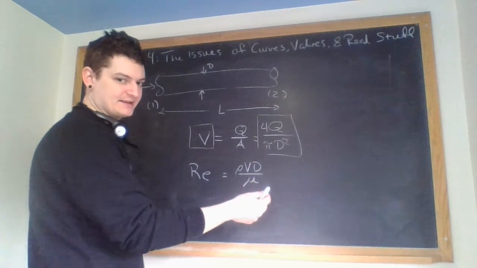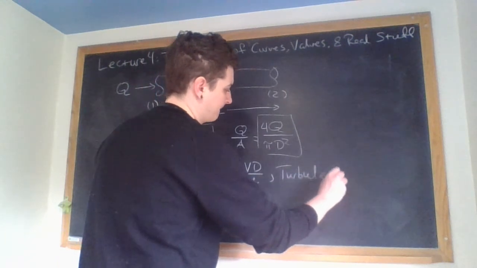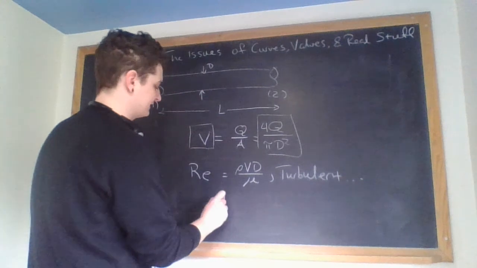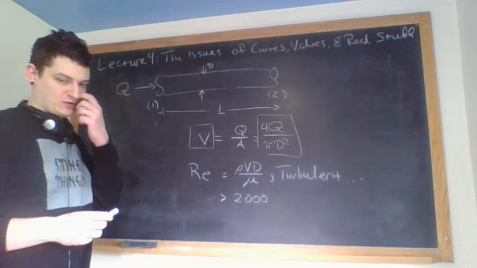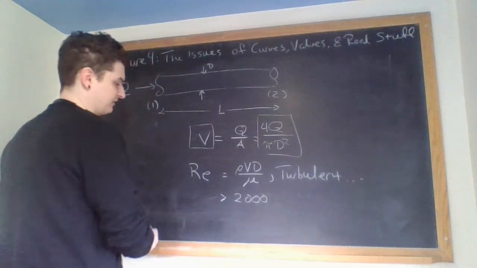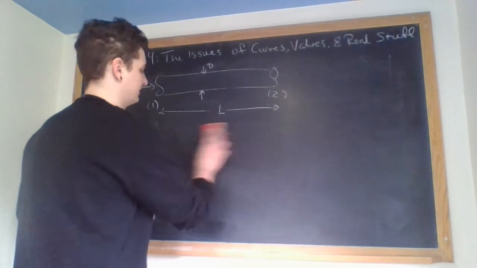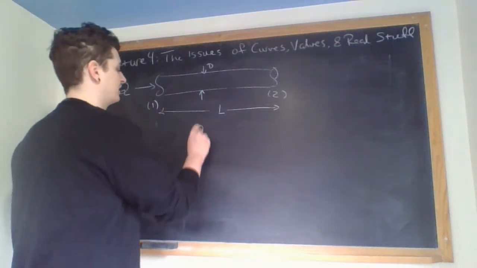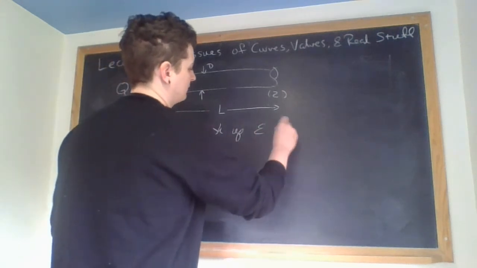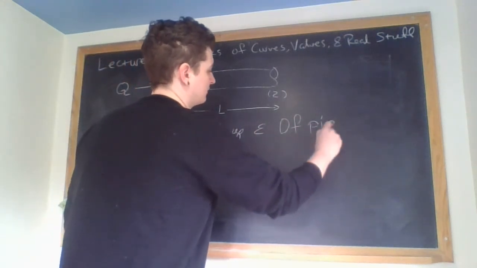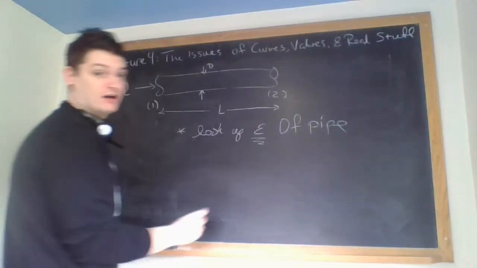Now, let's say it turns out to be turbulent. So that would mean that this value ends up being greater than 2,000. So that means it's a turbulent flow. So if it's turbulent, look up the roughness height of the pipe material.